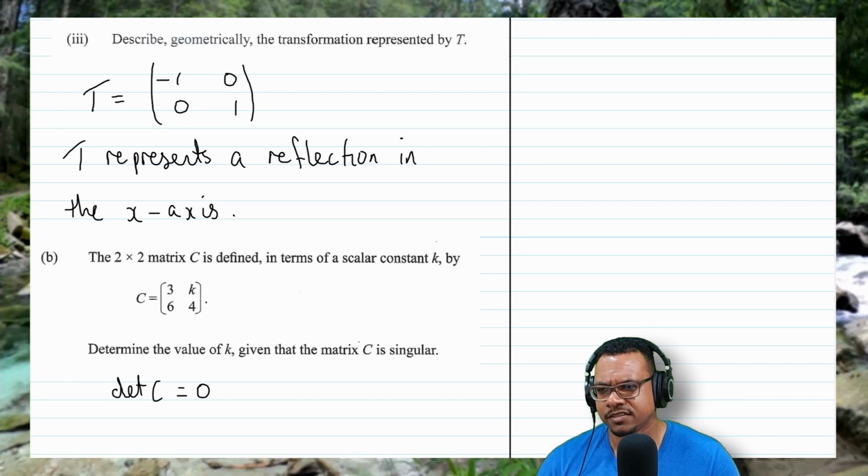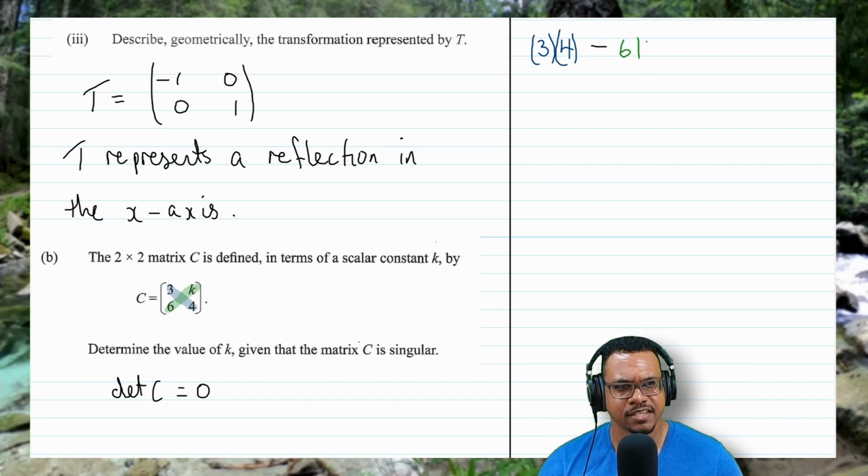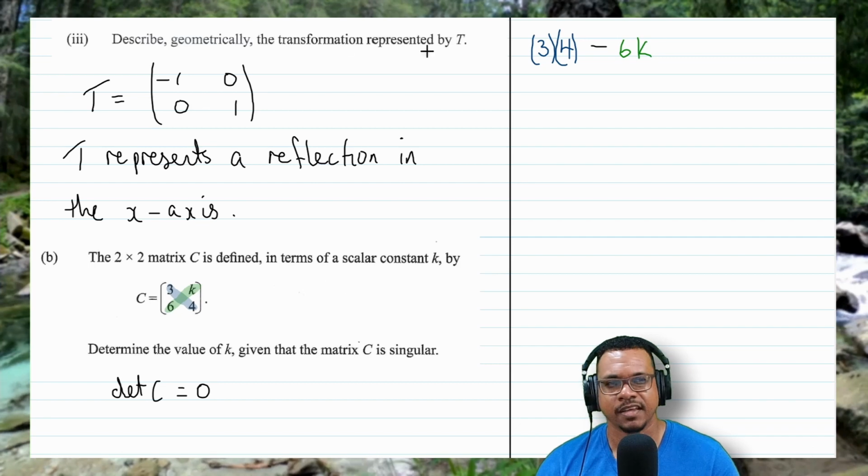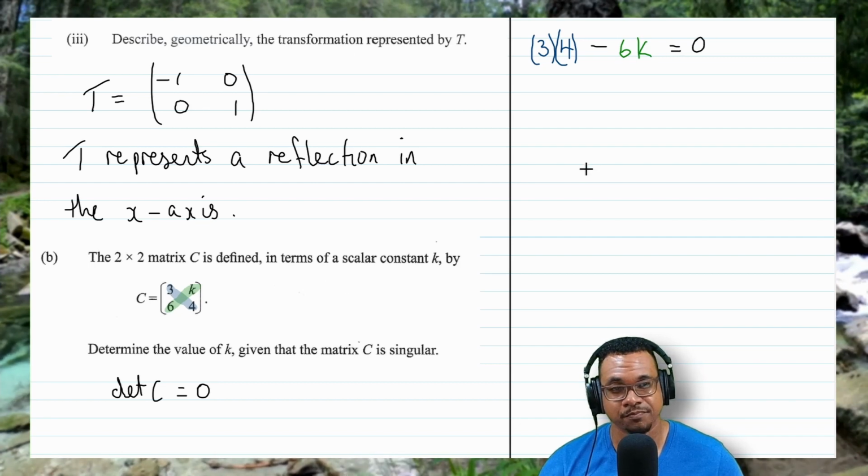All right, so now what is the determinant of C? You have to take the product of the leading diagonal, which is this 3 and 4, and subtract the product of the non-leading diagonal, which is the 6 and K. So I'm just going to write that up here: 3 times 4, which is the product of the leading diagonal, take away 6 times K, which is the product of the non-leading diagonal. And that must be equal to 0.